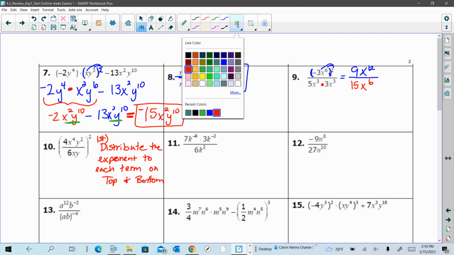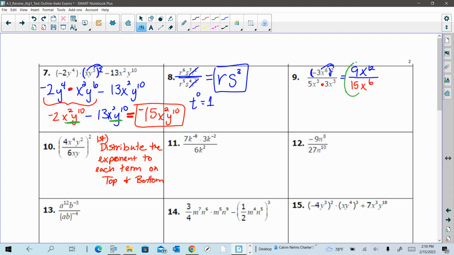One thing you have to make sure you don't forget is to reduce your fractions and simplify. So now that I'm still dividing these two x's, x squared and x to the 6th, I'm subtracting. So this actually reduces to 3/5 x to the 6th power. Or this is the same answer, we could write this as 3x to the 6th power over 5. Okay, those are the same.